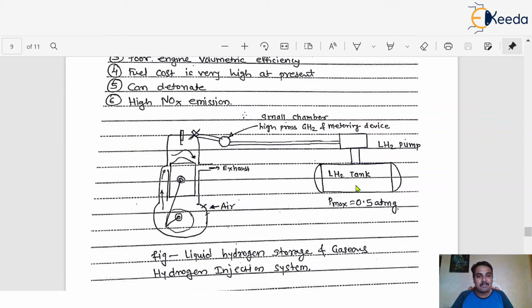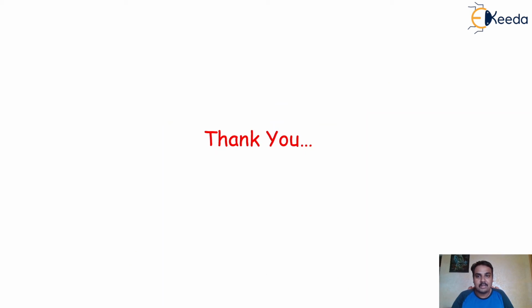From the LH2 tank, the LH2 pump gets the low pressure hydrogen, its pressure is increased, and the liquid hydrogen is converted into high pressure gaseous hydrogen. Then it is supplied to the engine cylinder, and the other working takes place. So this is all about the working of this hydrogen system.